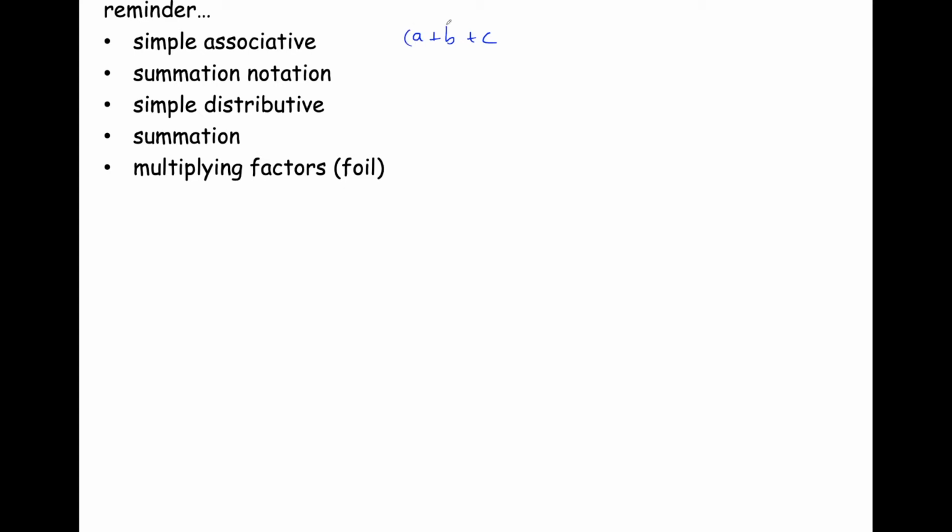So I can take A and B and add them first, get that result, and then take that result and add it to C. Likewise, I can take B plus C, add them together first, as is noted by the parentheses, and then take that result and add A to that result. So this associative rule we can make use of as it pertains to summation.